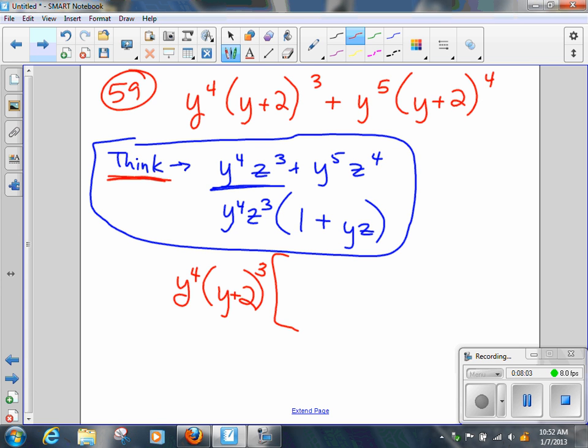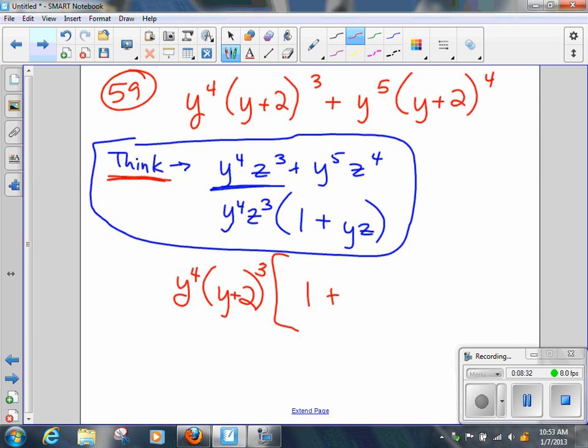I know it looks weird. This is something you've never seen before, but this is also an advanced math class, okay? It's not supposed to be something you've seen before. Bear with me. This thing, for lack of a better word, times what will give you y to the fourth quantity y plus 2 raised to the third power? 1, because we just did it up here.